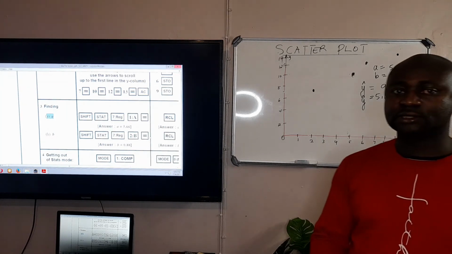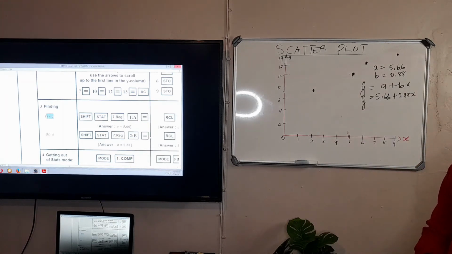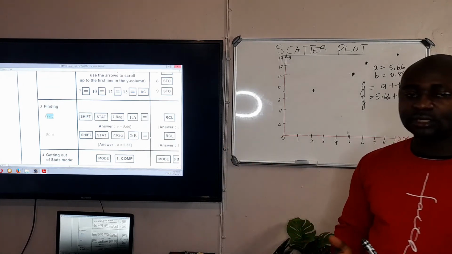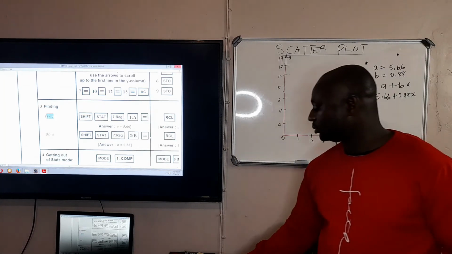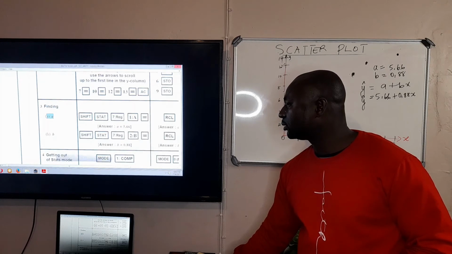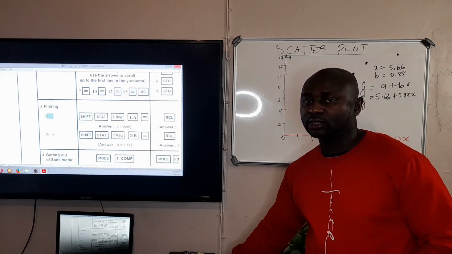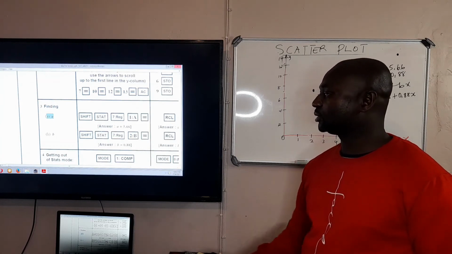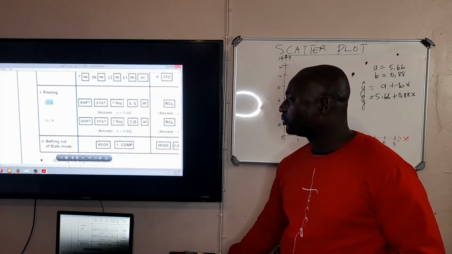So boys and girls, this is how you go through in order to get the equation of the regression line, which is also known as the line of best fit. So just find your A and find your B, going through the process that I've shown you on the calculator. Those of you who are using Sharp, we'll look into it the next time, but I prefer you all get a Casio calculator, since it's the most simplified calculator that you can use for your exams. So take note of that.